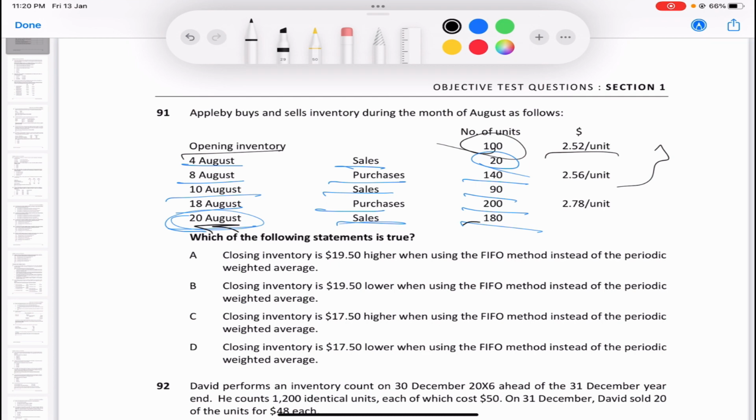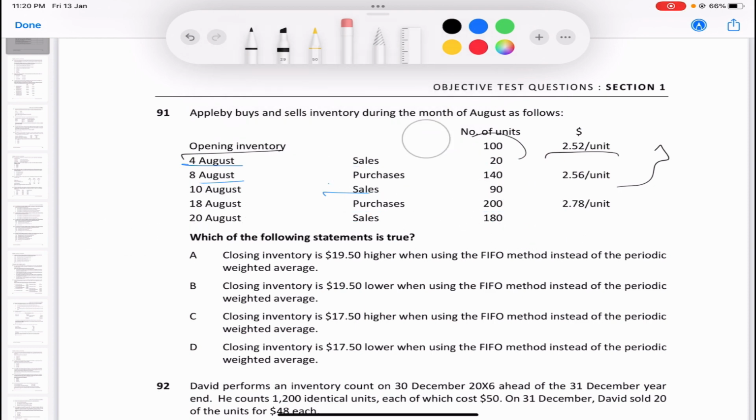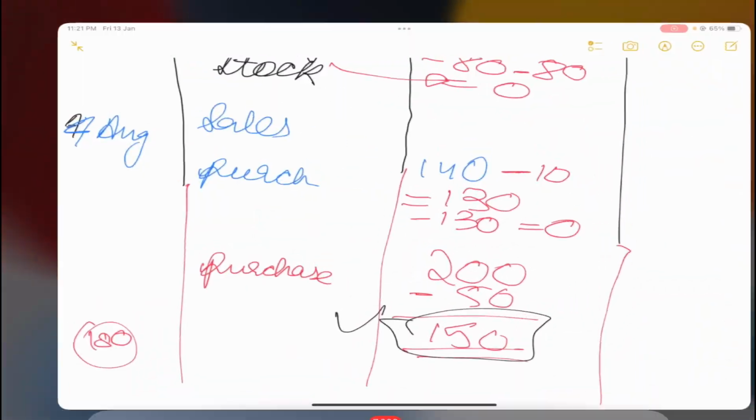So on 20th August you have 180. Before that you have the purchase. What was the last purchase? When did the last purchase take place? The last purchase took place on 18 August. So you have 2.78. Right. That was the last purchase.